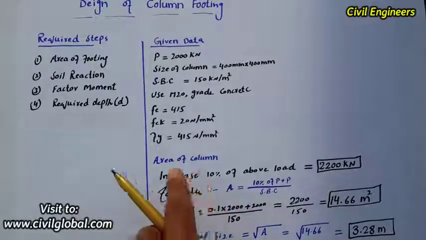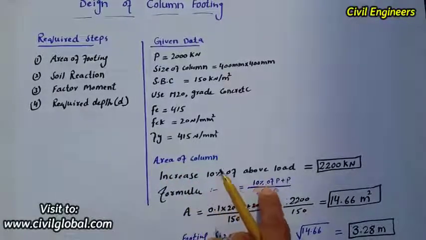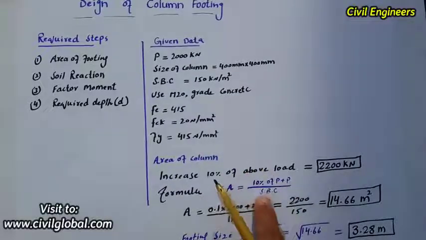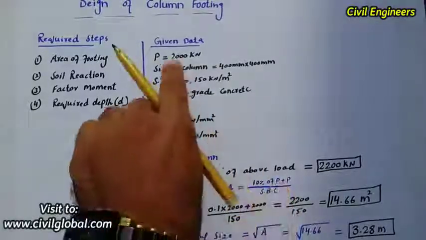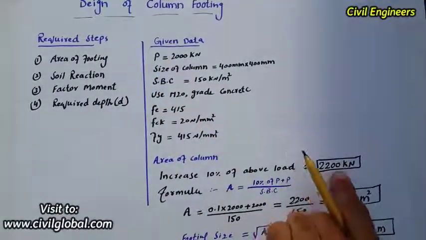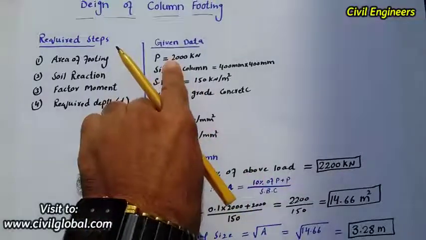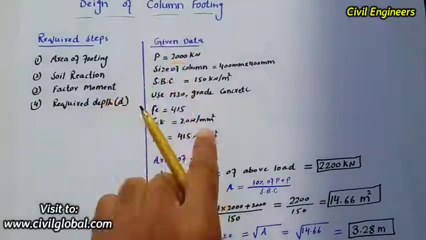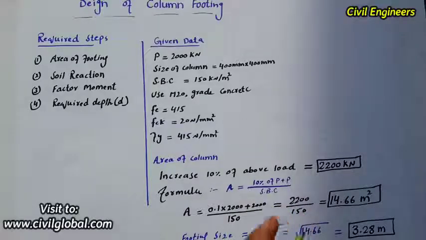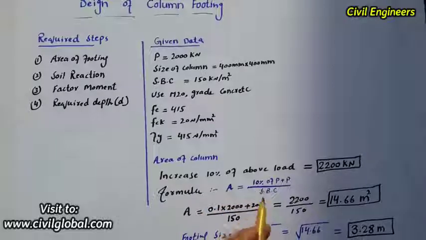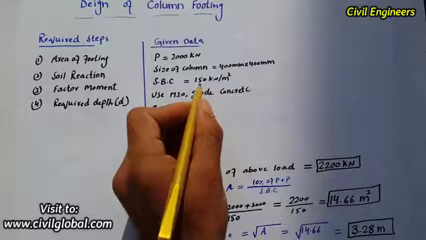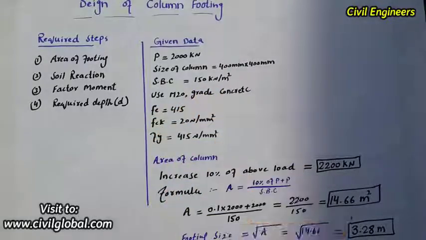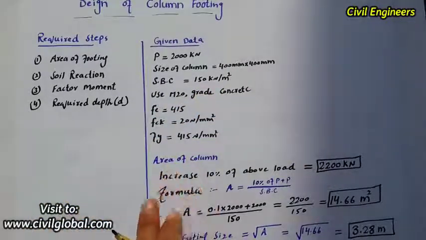So the formula to find out the area of the column: area is equal to 10% of P plus P, divided by SBC. 10% of P, so this is P, will give you 2200, plus P again, which is this one. SBC is the soil bearing capacity, which is 150 kilonewton per meter square.